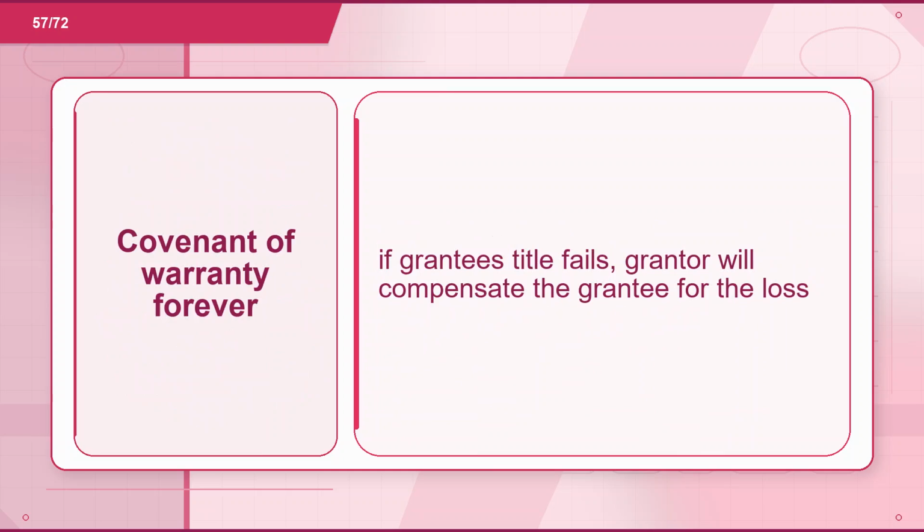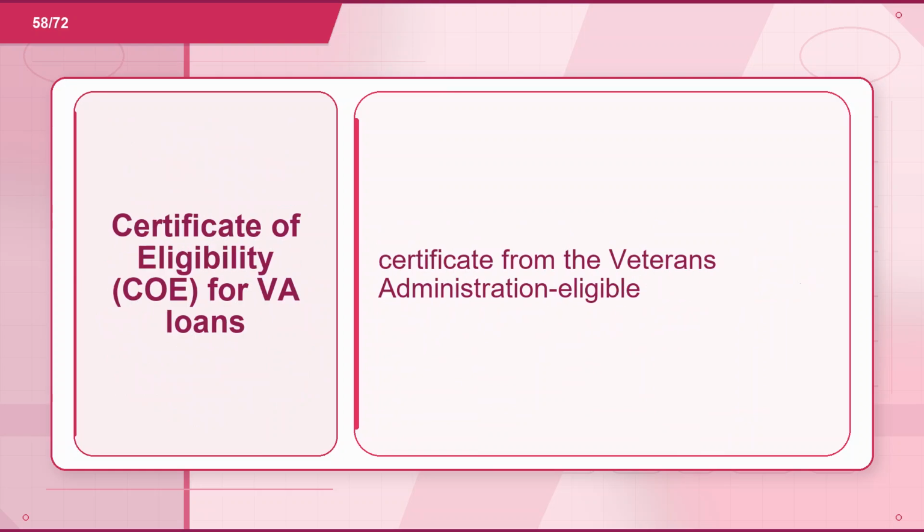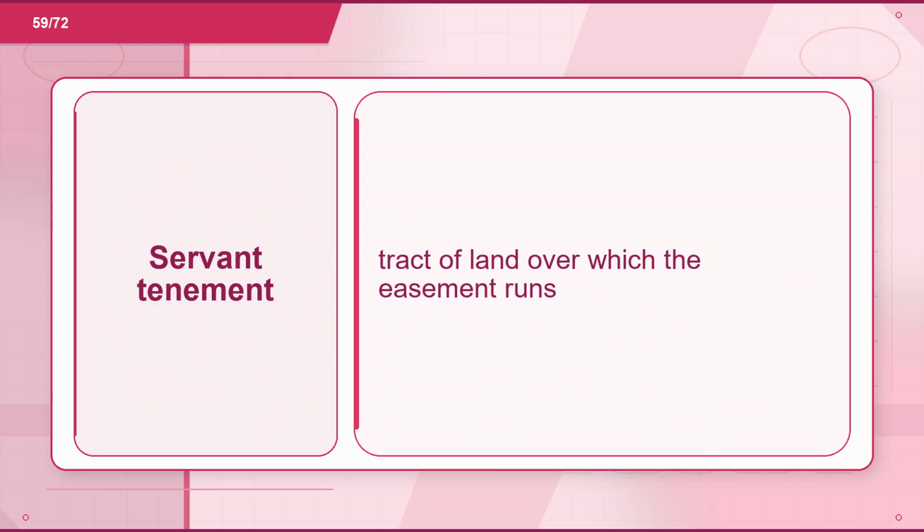Flashcard 57, term: covenant of warranty forever. Definition: if grantee's title fails, grantor will compensate the grantee for the loss. Flashcard 58, term: certificate of eligibility, COE, for VA loans. Definition: certificate from the Veterans Administration verifying eligibility. Flashcard 59, term: servient tenement. Definition: tract of land over which the easement runs.